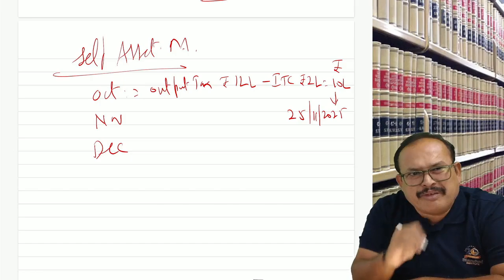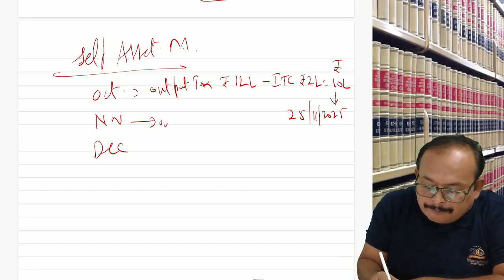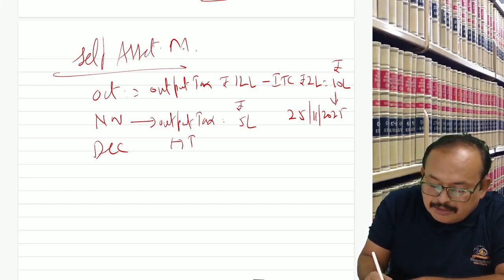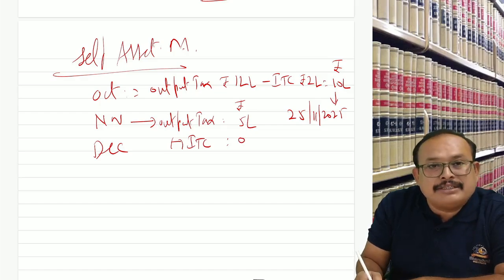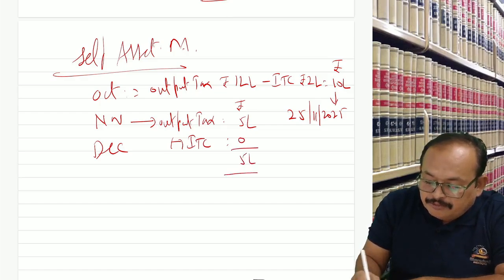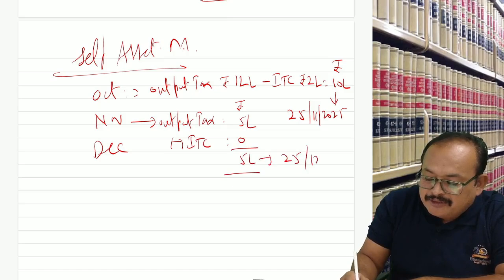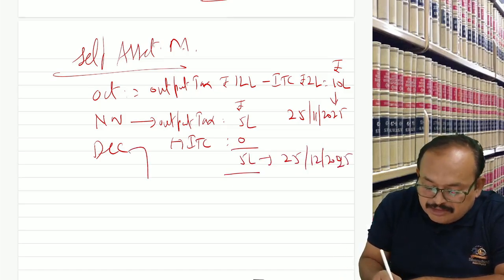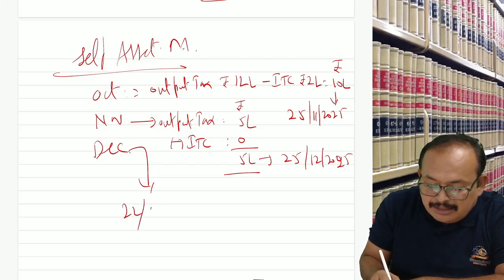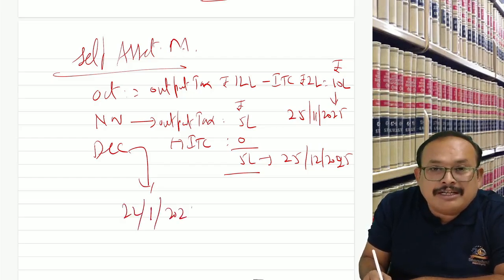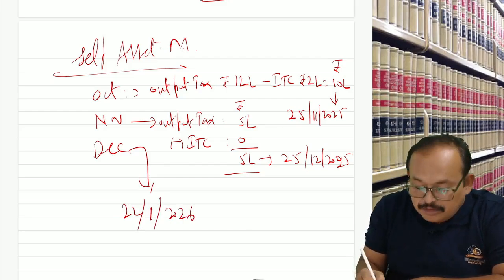Actual, we don't have the previous. Then November, output tax 5 lakhs, ITC 0, liability 5 lakhs. Due date 24th December 2025. This one, 22nd January 2026. You pay off the balance amount.